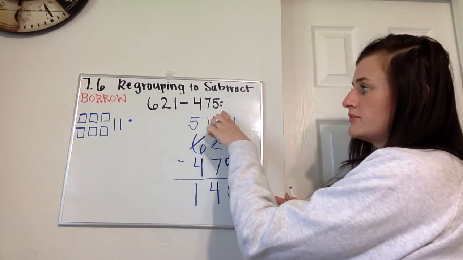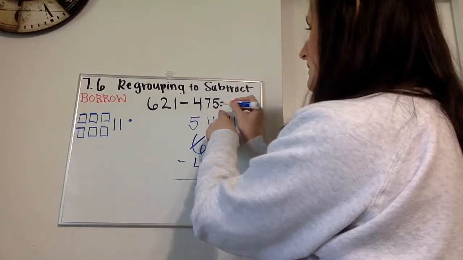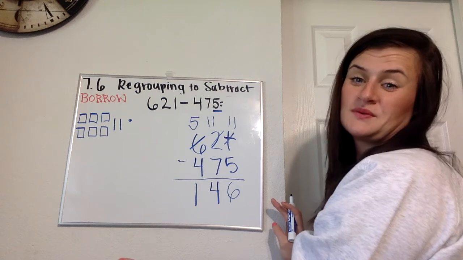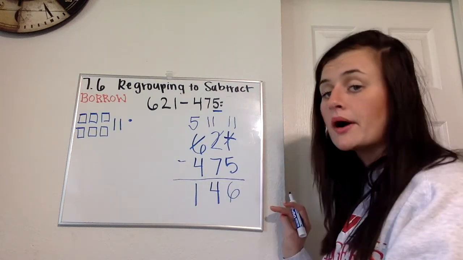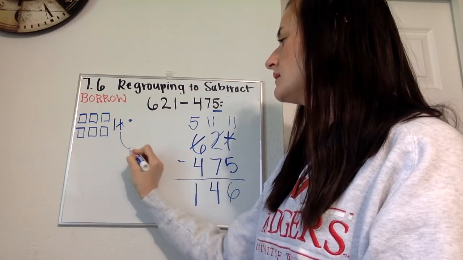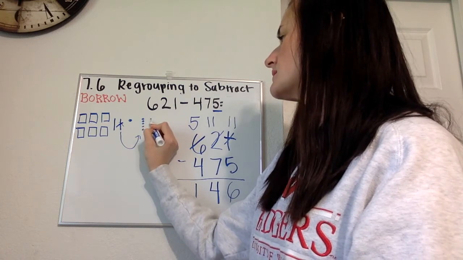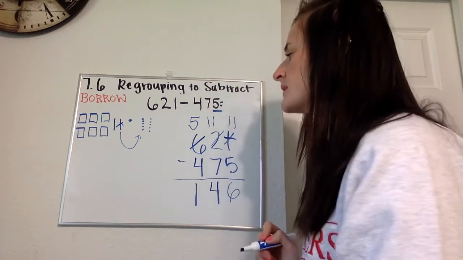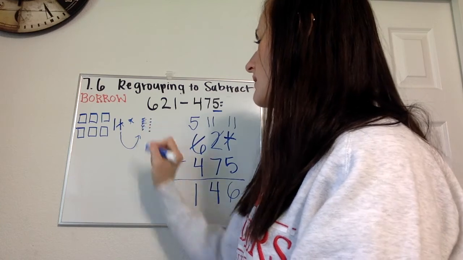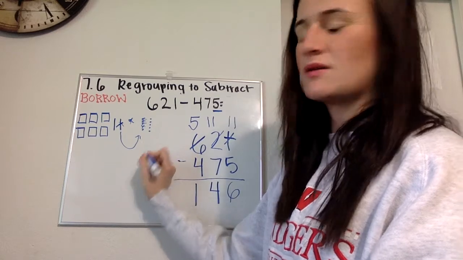Now we are taking away this number. We had 621, we need to subtract 475, so I need to take away 5 ones. I don't have enough, so what are we going to do? Absolutely, we're going to borrow. So what you're going to want to do is take off one of these 10s, turn it into 10 ones. 1, 2, 3, 4, 5, 6, 7, 8, 9, 10. Now we can take 5 away from 11. 1, 2, 3, 4, 5, leaving us with 1, 2, 3, 4, 5, 6 ones.